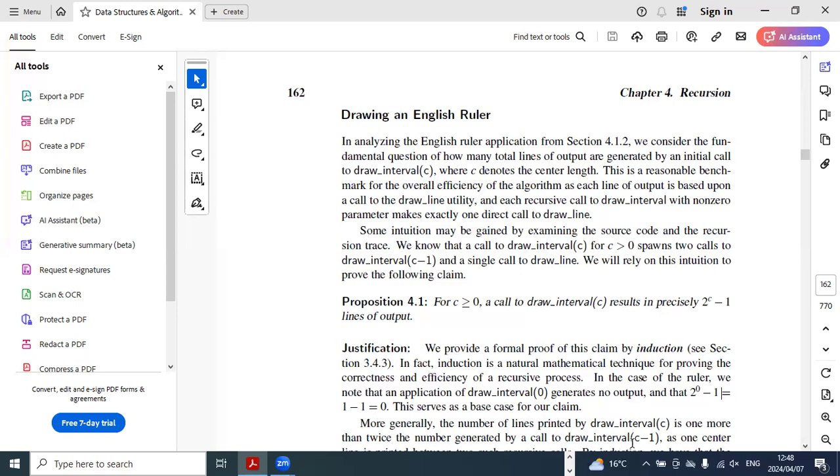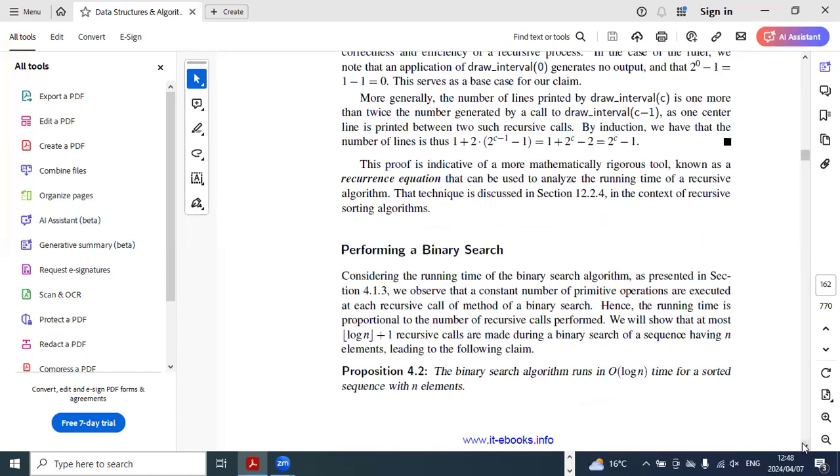More generally, the number of lines printed by draw interval C is 1 more than twice the number generated by draw interval C minus 1, similar as one center line is printed between the two such recursive calls. By induction, we then have that the number of lines is 1 plus 2 times 2 to the power of C minus 1, which is 2 to the power of C minus 1, which is equal to 2 to the power of C minus 1.